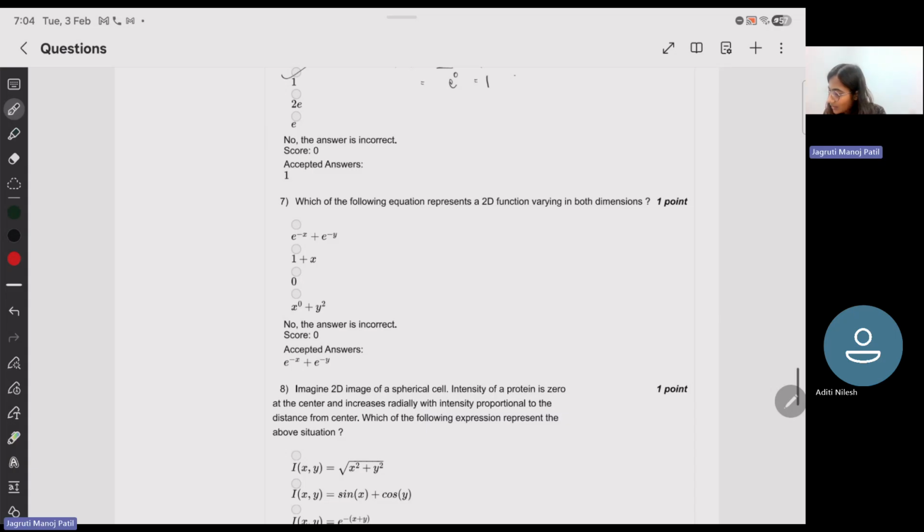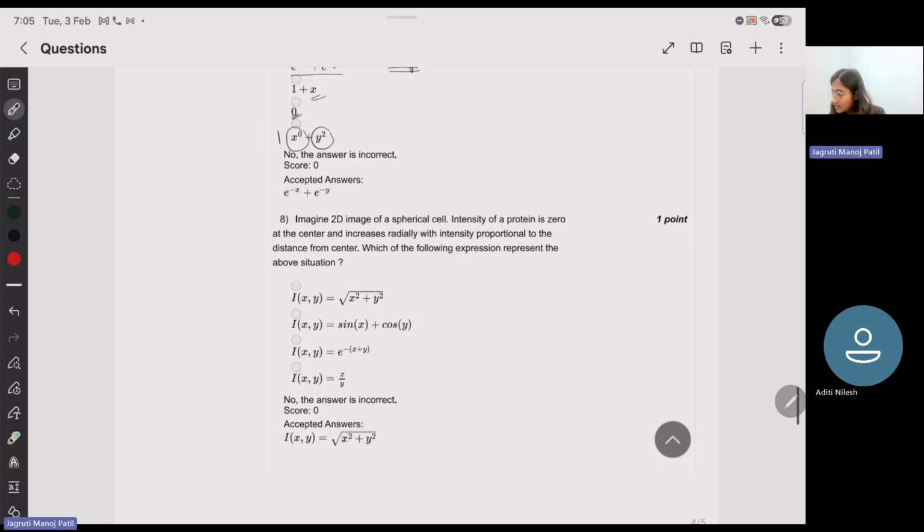Then, which of the following equations represents a 2D function varying in both dimensions? So which function varies in both dimensions? Now you see here it's only x. This is constant, gone. This is also 1 plus y square. So the only option with both x and y. In this case, you only had to see a function which varies with respect to both x and y. Right. So that's your answer, directly straightforward.